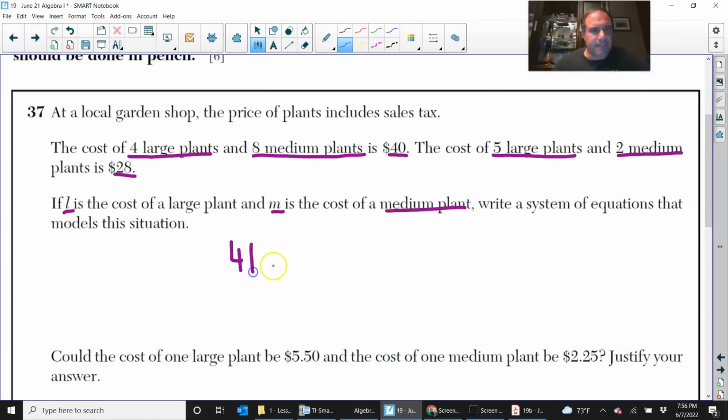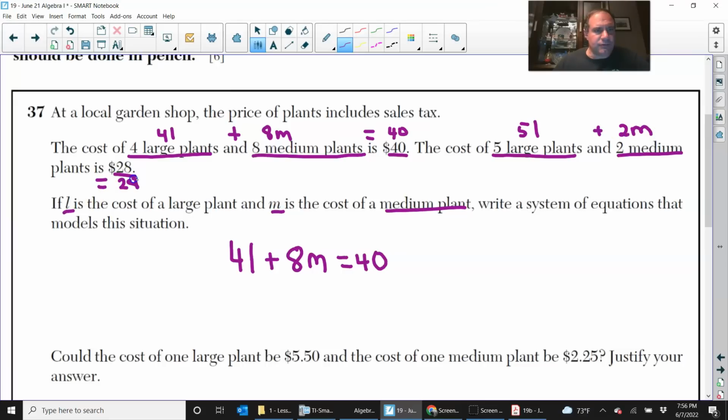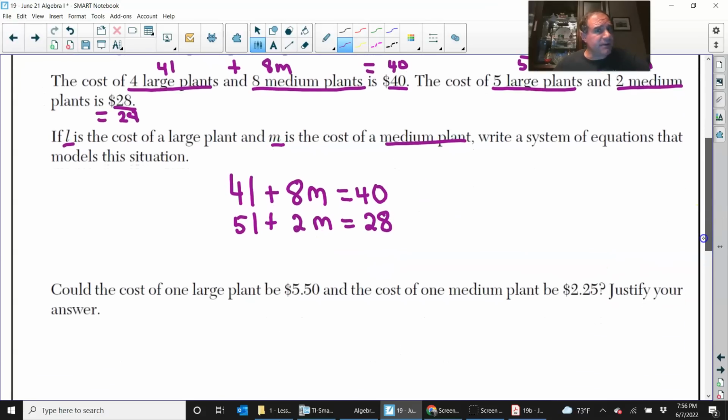4L plus 8M equals 40. So that's 4L plus 8M is 40. And then there's 5L plus 2M is 28. So that's where we're getting that from. So we have 5L plus 2M equals 28. That is worth some points there.